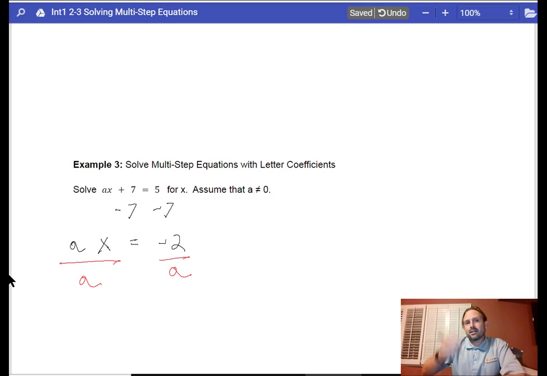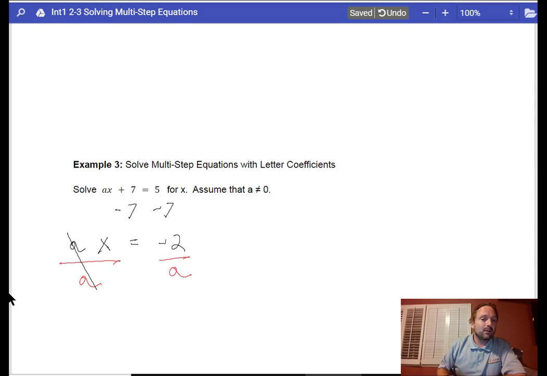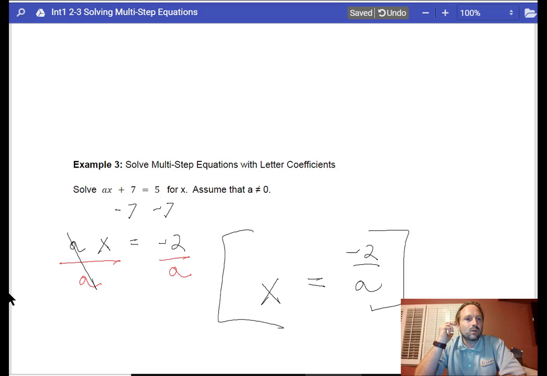So what is the opposite of times A? It's going to be divide by A. So if we divide by A on both sides, A divided by A would be 1. And -2 divided by A is -2 divided by A. You don't have to do anything else. It's that simple. So make sure that a lot of these times you don't have to do a lot of work. You just have to show what step you would do.